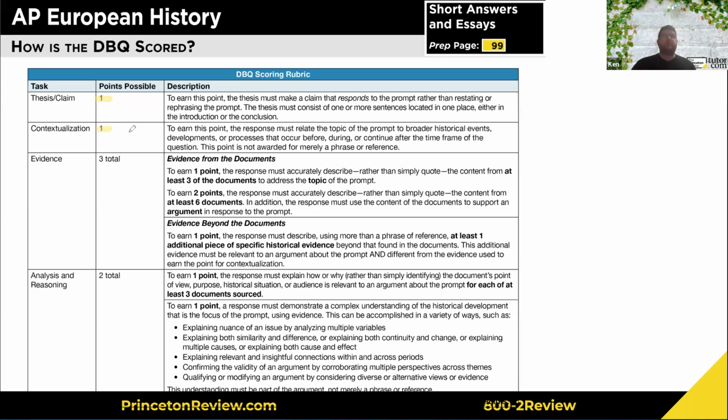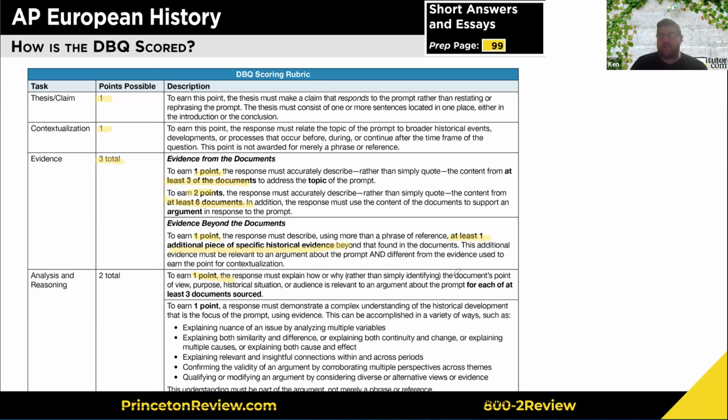You get a point if you can describe the background events that led into your argument or period, or what happened after it. You can get 3 points. And notice you get 1 point for using at least 3 of the documents and 2 points for at least using 6 of them. So there's a clue to all of you. Use 6 documents minimum, and you need at least 1 piece of historical evidence that is not found in the documents.